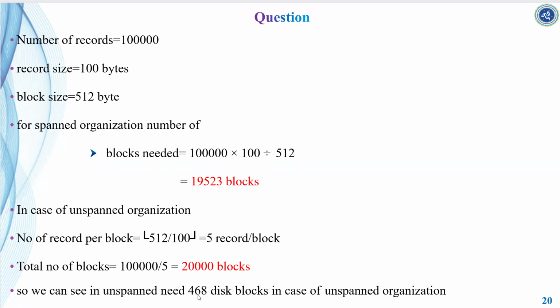So here in unspanned it additionally requires 468 disk blocks. Okay, so if you are using spanned, it is having only around 19,500, whereas in unspanned it will be taking 20,000 blocks to save the records in our block.